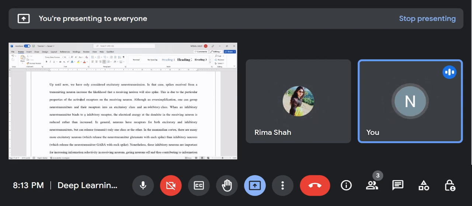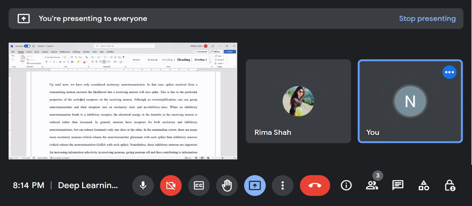Whatever energy I am transferring to you with the help of my voice, with the help of sound, I believe that with the same rate you are also learning with me. This is my belief. This is due to the particular property of the activated receptors on the receiving neuron. So for example, if you are a receiving neuron and you have sense organs, and you are listening to me with your ears, whatever I am speaking goes to the neurons present in your brain, and they are getting activated.